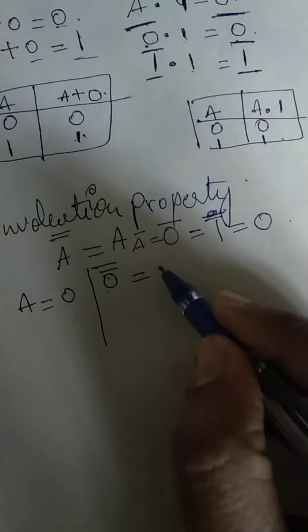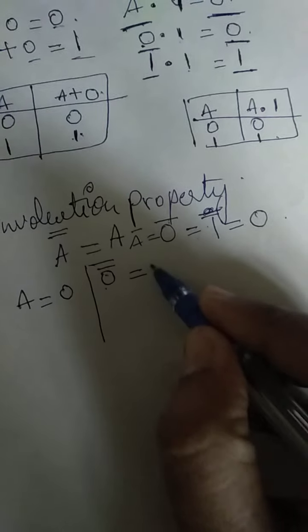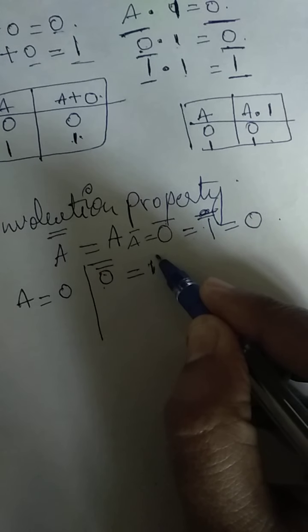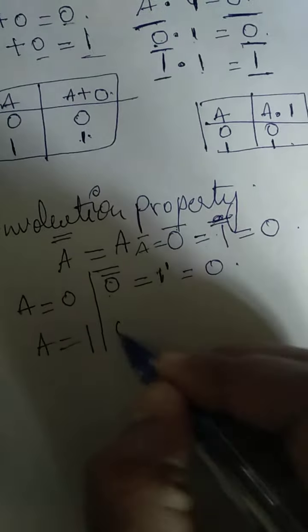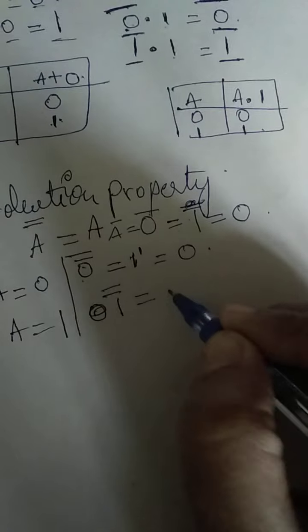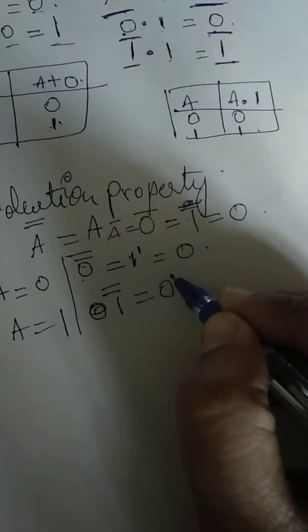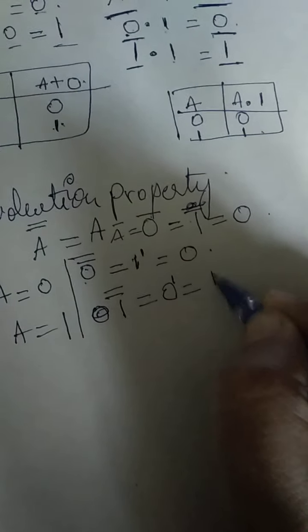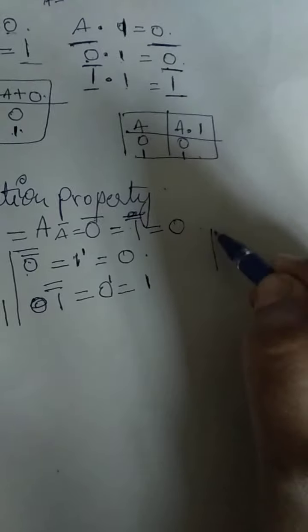So this is called the double inversion of a given variable. So now 0 double bar: the single bar of 0 is 1, then 1 bar is nothing but 0. Next, if we take a equal to 1, then 1 double bar: first we need to take the single bar of 1. What will we get? It will be 0. Then 0 bar is 1.